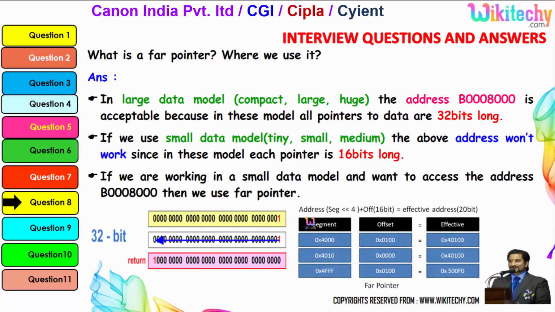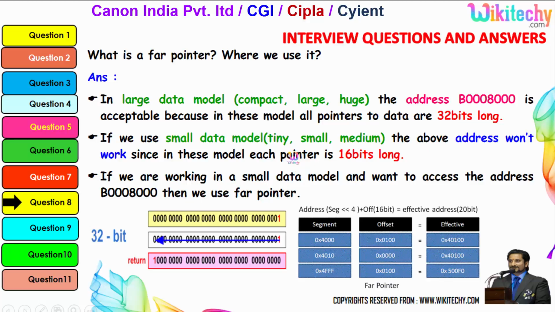Let's move on to the other question. What is a far pointer? Where can we use it? In the large data model, the address B0008000 is acceptable, because in this model all pointers or data are 32 bits long. So that's compact, large and huge. Whereas in the small data models, tiny, small and medium, the above address won't work, since in these models each pointer is 16 bits long.